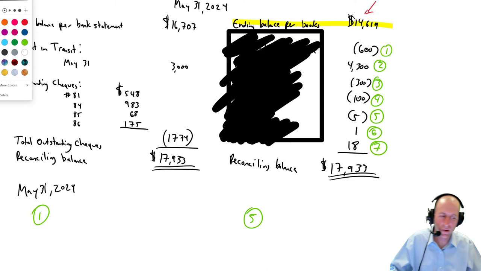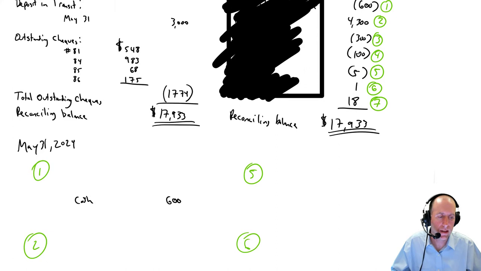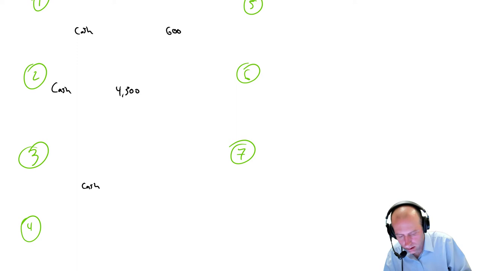Well, here's what we can do. We can say, these entries that I'm about to do, they all involve the same account. Can you guess what account is involved? And the answer is cash, right? We're doing bank reconciliation, so they all involve cash. So let's do journal entry 1. I know that my cash has got to go down by 600. So I know for journal entry 1, I'm going to credit cash 600. I don't know my debit, but I'm halfway there. Journal entry 2, debit cash 4,300. Journal entry 3, credit cash 300. Journal entry 4, credit cash 100.